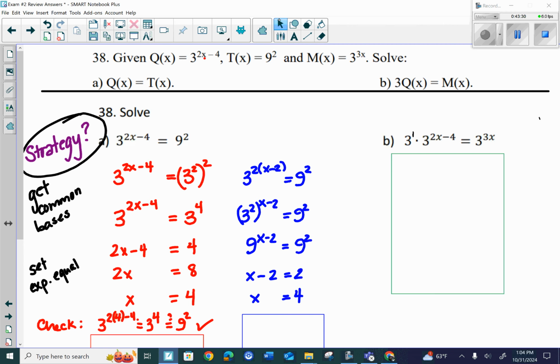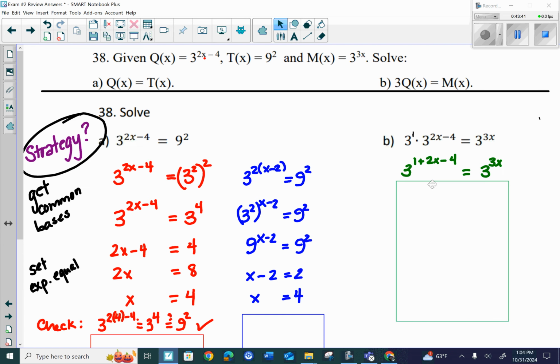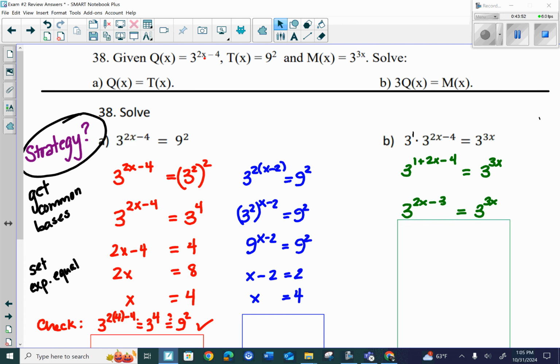Okay? So then how do I combine these two 3's? Well, if I have two things with the same base and different exponents, I add the exponents. So that left side becomes 3 to the 1 plus 2x minus 4, and that 1 and that negative 4 combine to give me 2x minus 3. Now I have the same bases, one base on each side, and so I let the exponents be equal. 2x minus 3 equals 3x, and then I can solve, subtracting 2x from both sides. I get x is equal to negative 3.